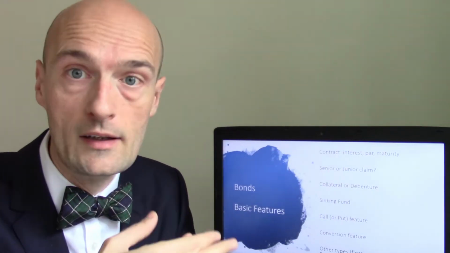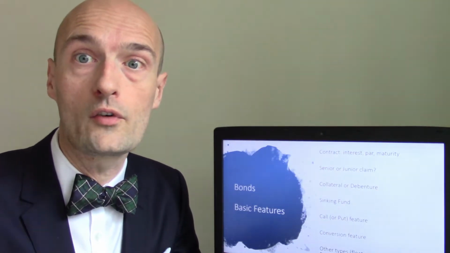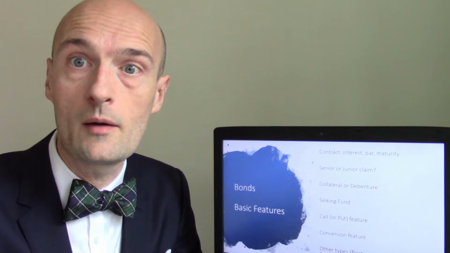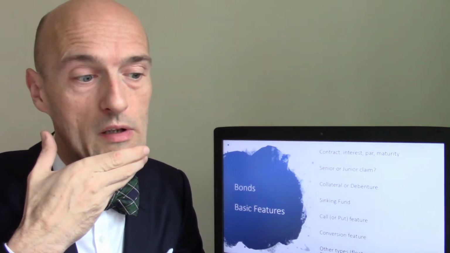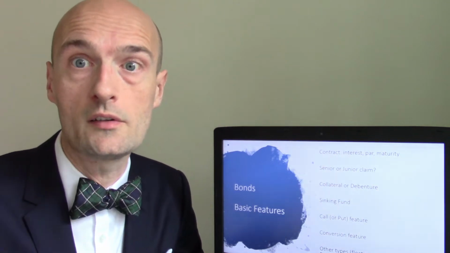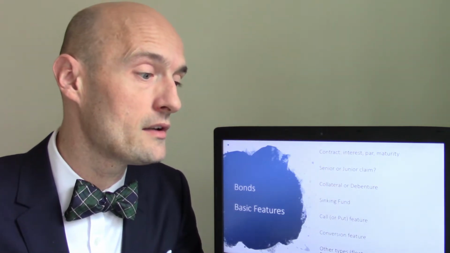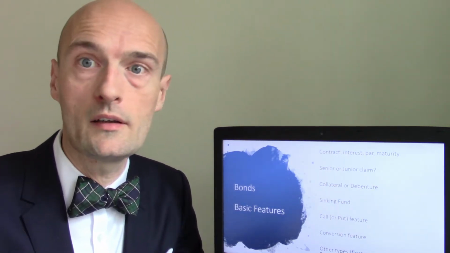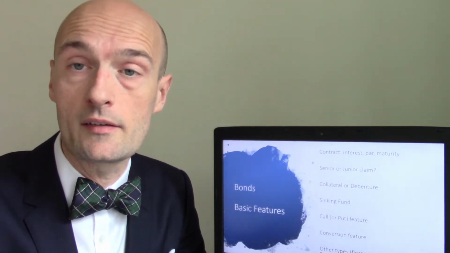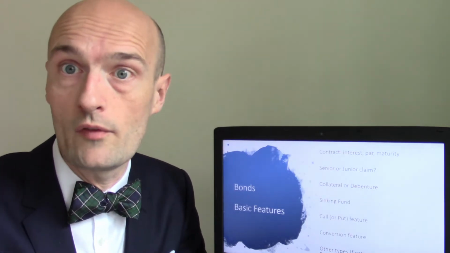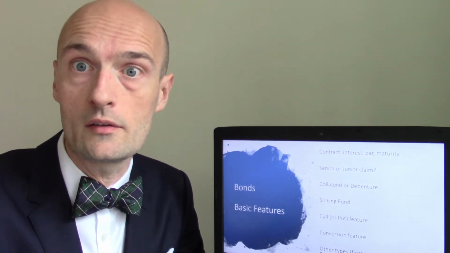There can be things like a sinking fund. A good example of a sinking fund bond would be the many municipal bonds in the United States, where, as the municipality brings in money, they set it aside and it goes into a fund to eventually pay off the bond.